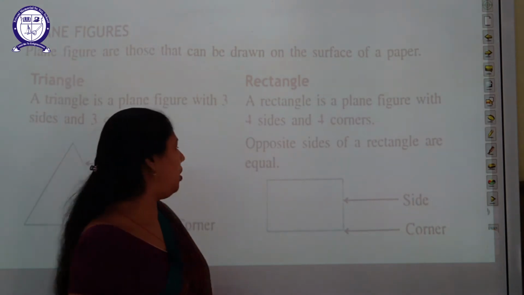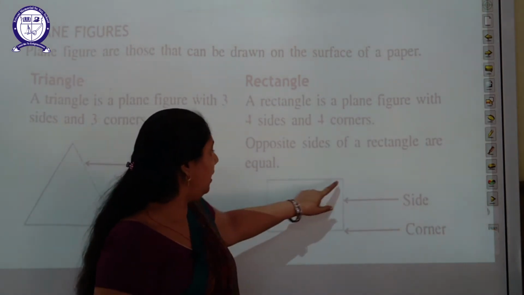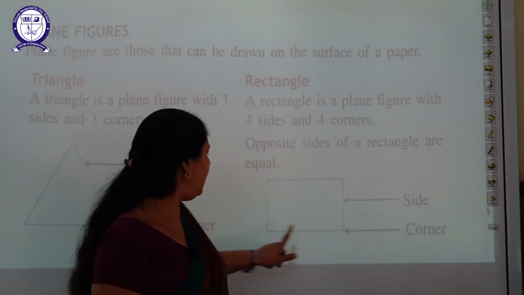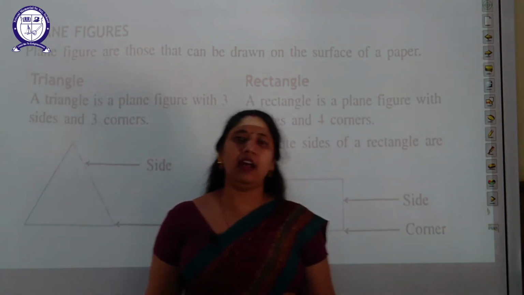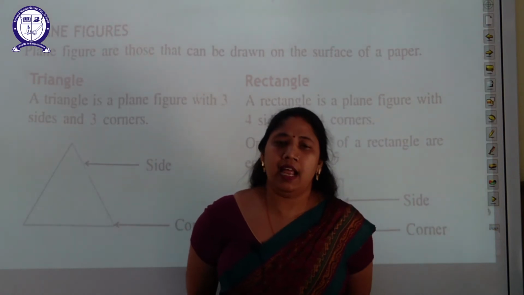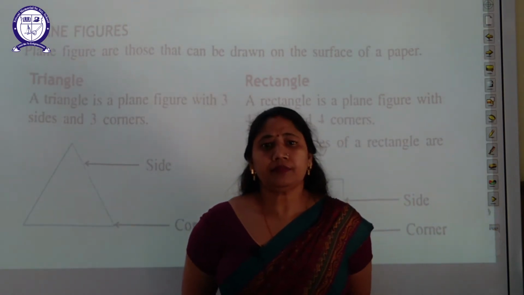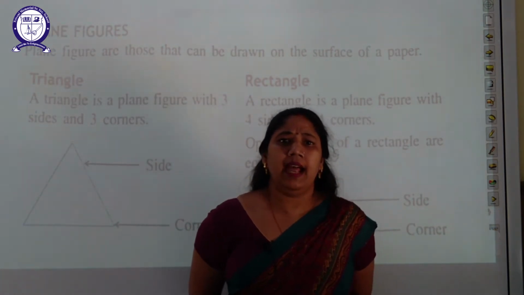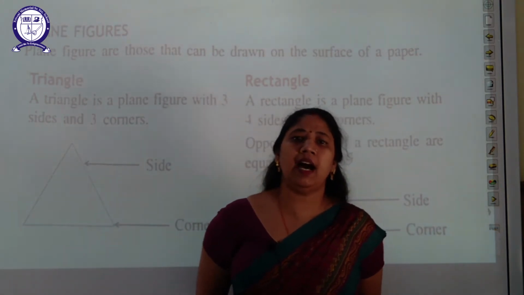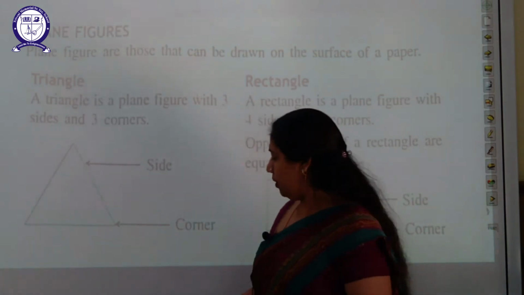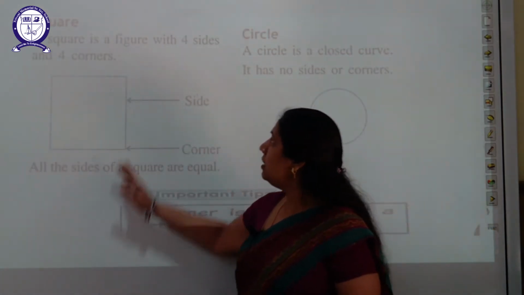And how many corners? Corner number 1, 2, 3 and 4. So in a rectangle there are 4 corners and 4 sides, and in a rectangle opposite sides are equal. Come to the next plane figure, beta.